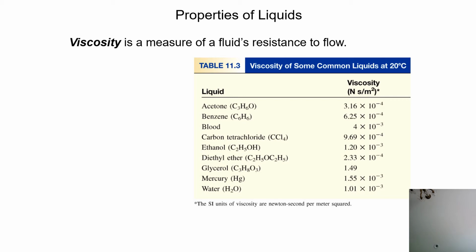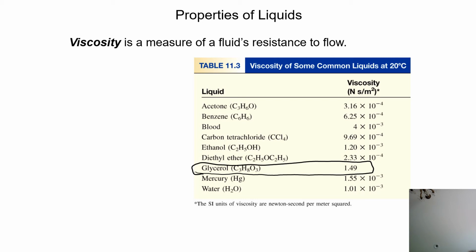So that's a 10 to the negative 4 factor. Compared to water, we have 10 to the negative 3. So it flows a little less than, well, a factor of 10, a magnitude of 10 less than acetone. But look at this molecule. Its viscosity is 1.49.